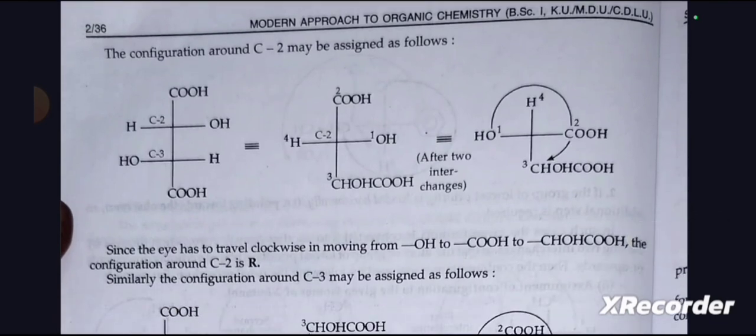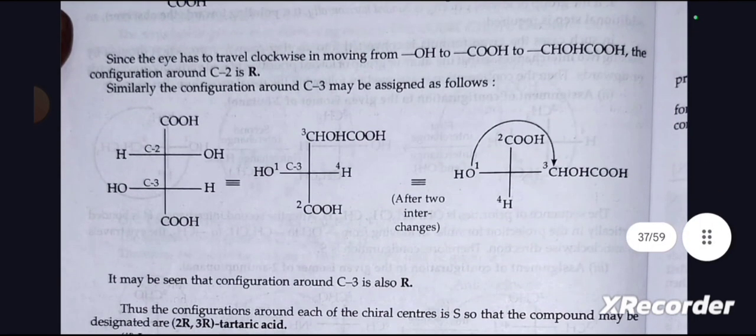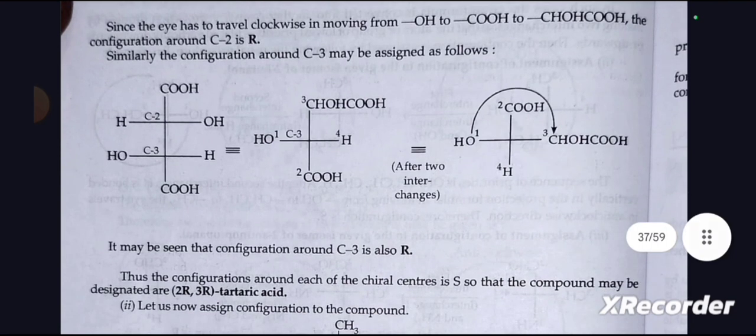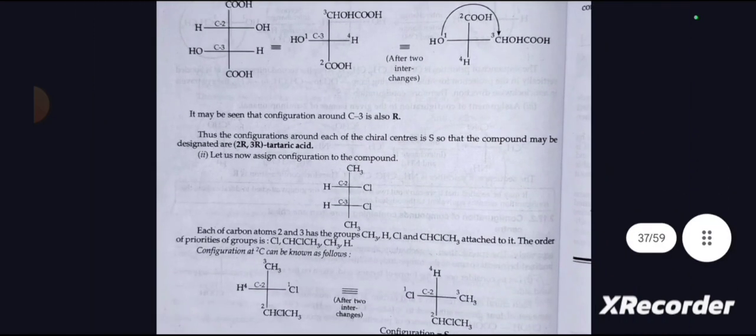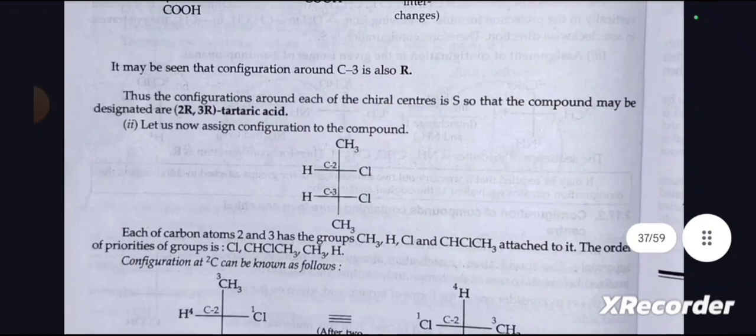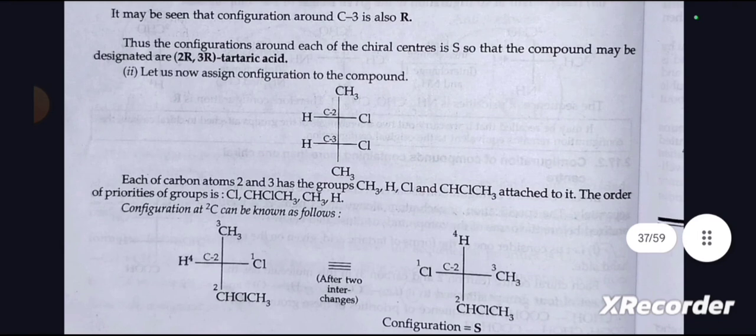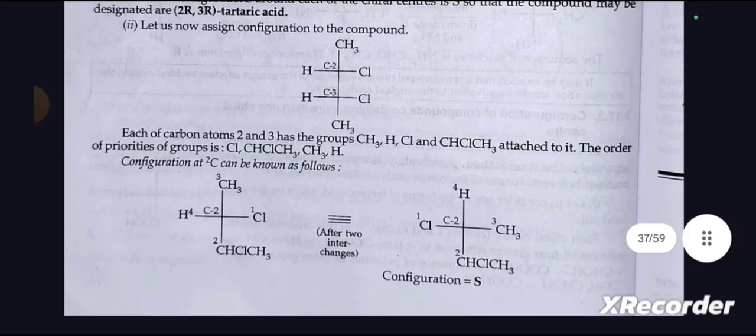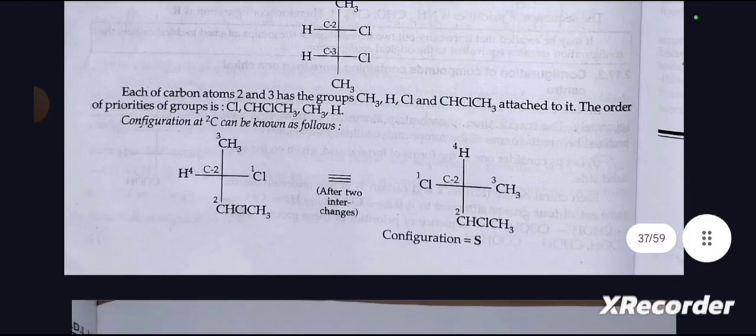The configuration around C2 may be assigned as follows. Since the eye has to travel clockwise in moving from OH to COOH to CHOHCOOH, the configuration around C2 is R. Similarly, the configuration around C3 may be assigned as follows. It may be seen that the configuration around C3 is also R. Thus, the configuration around each of the chiral centers is R, so that the compound may be designated 2R,3R tartaric acid. Second, let us now assign configuration to the compound.